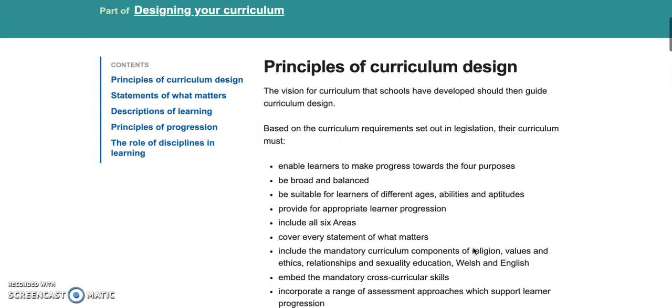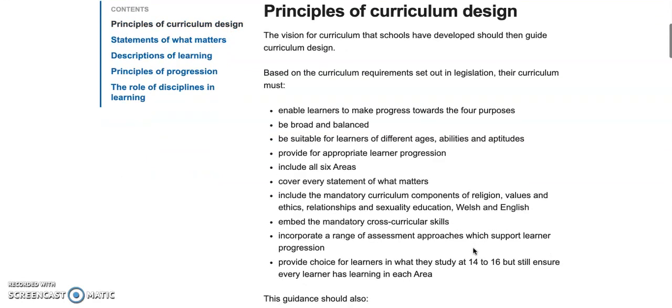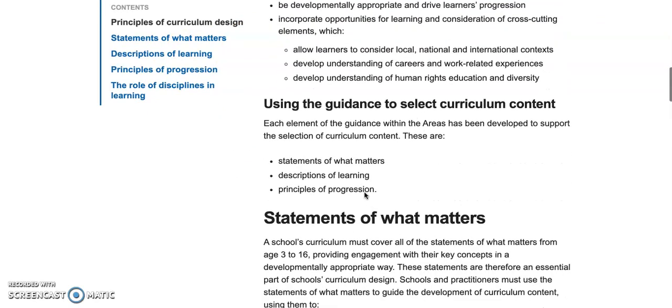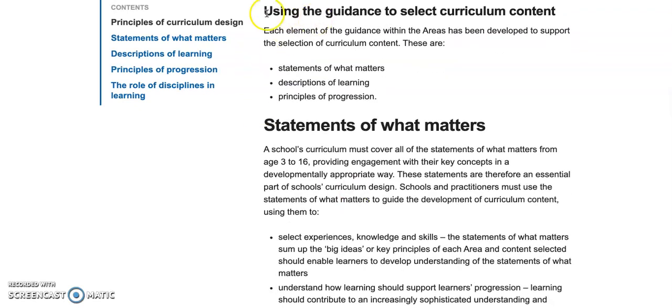Now, the first section simply reiterates a lot of what's in the legislative framework. So, based on the curriculum requirements set in legislation, curriculum must do these things, which we've covered in a previous section. But this is the important new information, the important material I think we need to engage with. So, using the guidance to select curriculum content. This is a curriculum framework which has not specified content to a large degree in areas of learning and experience, and therefore the choices that we make as professionals around the curriculum framework become increasingly important. So what this section sets out is how do we make some of those decisions around curriculum content.